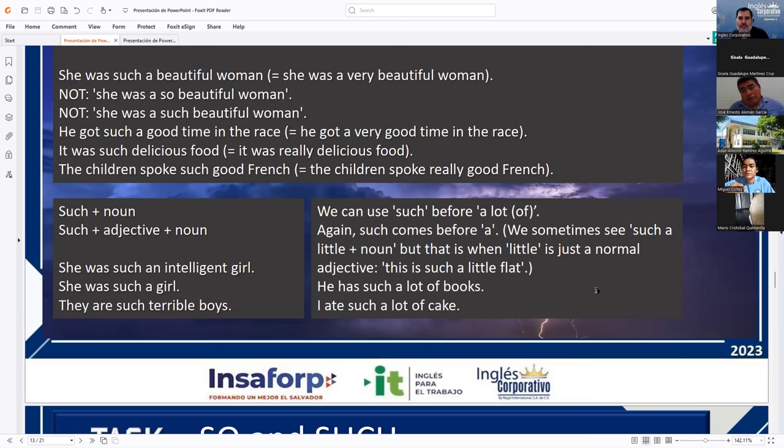We can use such before a lot. Okay? A lot. We say like, again, such comes with an a. So, it's funny. Sometimes we see such a little with a noun, right? Okay, so you say, this is such a little flat. He has such a lot of books. I ate such a lot of cake. Okay. So that would be, this is informal. So you may say so many books. He has so many books. Okay. I ate so much cake. It's preferable to this.